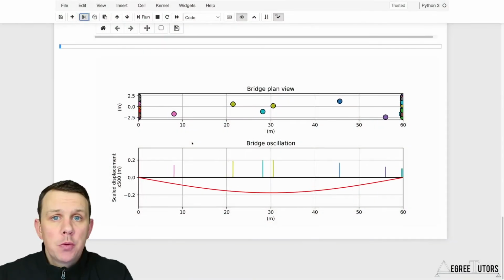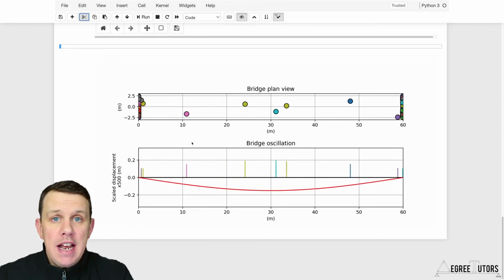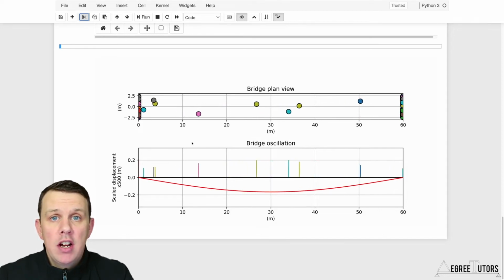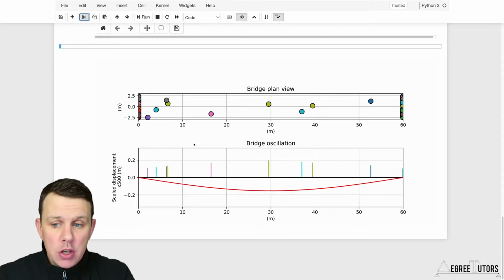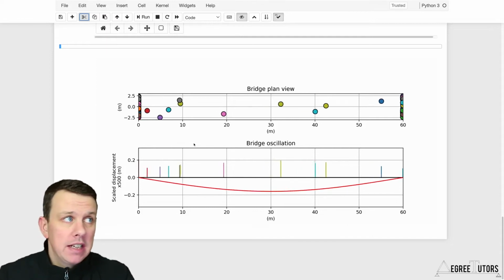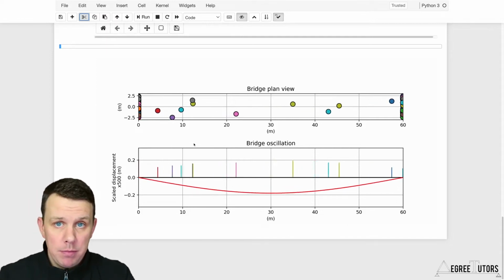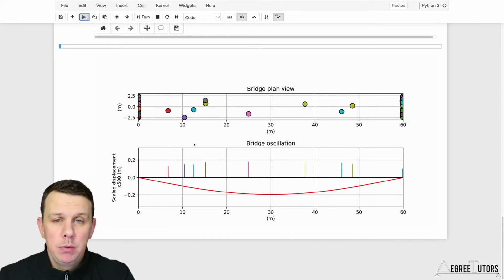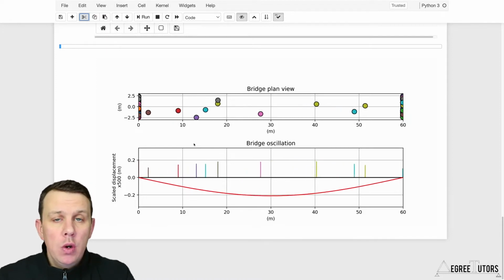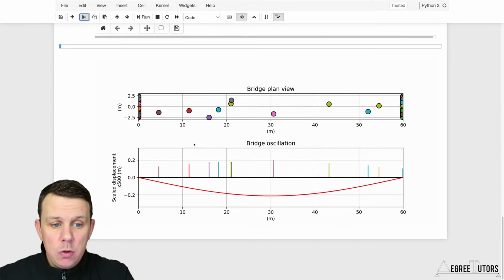Welcome to this Python project where we're going to build a crowd loading simulation that relies on the Duhamel integral. So we're going to start off basically understanding the Duhamel integral right from the very basics. I'll explain it and we'll derive it essentially, but we're going to quickly move from that into building a simulation.